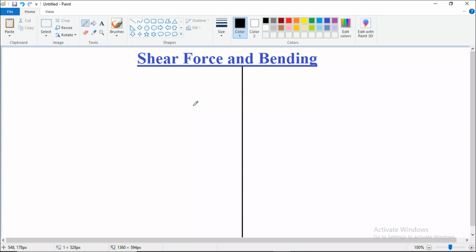So let us start with the first point in this shear force and bending moment. We will discuss first regarding the types of loadings. So what are the different types of loading that we will be analyzing and finding out the shear force and bending moment for? The first loading which is there is called point load.